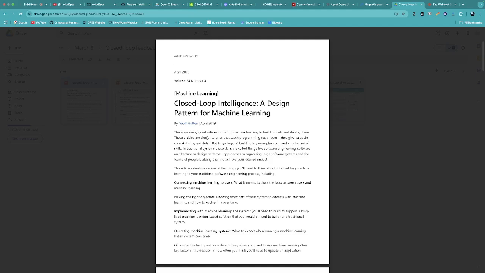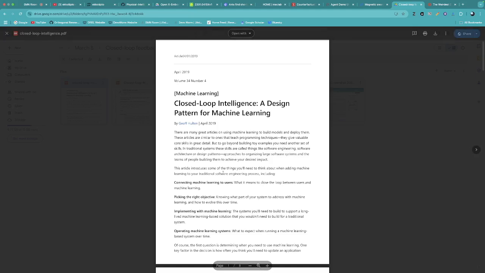So there are many great articles on using machine learning to build models and deploy them. These articles are similar to ones that teach programming techniques. They give valuable core skills in great detail. But to go beyond building toy examples, you need another set of skills. In traditional systems, these skills are called things like software engineering, software architecture, or design patterns, which are approaches to organizing large software systems and the teams of people building them to achieve your desired impact.